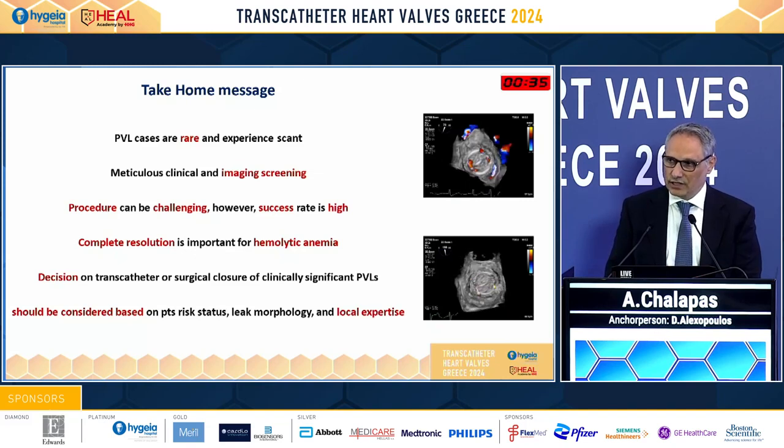In case of hemolytic anemia, we have to target the complete resolution of the defect, and of course, based on the recently published guidelines, the decision of whether we can proceed with a transcatheter or percutaneous or surgical approach depends on the risk status of the patient, the anatomical and morphological characteristics of the defect, and of course, the expertise of the center. And with that, I want to thank you for your attention.